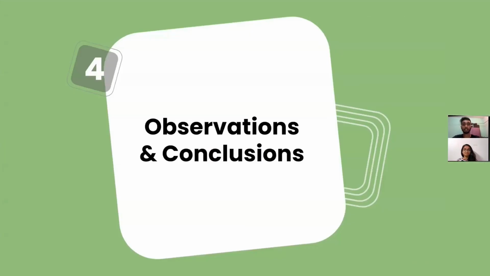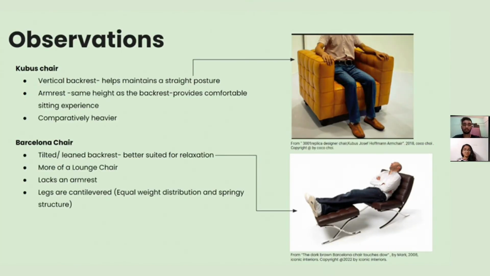This is what we observed while studying these chairs. As mentioned previously, the Kubus chair has a comparatively smaller backrest. At first glance, this might seem uncomfortable, but the cushioning on the backrest provides utmost comfort to the back. The Barcelona chair lacks an armrest, which also might seem a drawback, but the reason for it is that when the person lies comfortably on the chair, the arms automatically lapse over his chest.